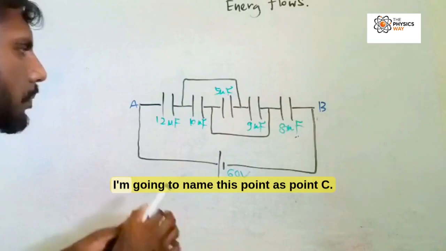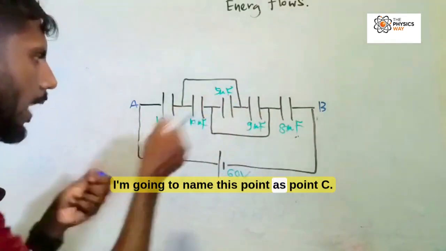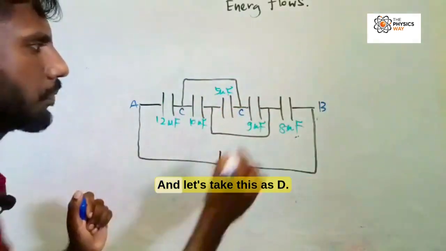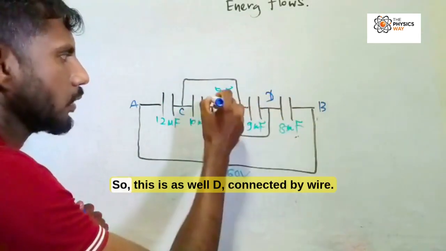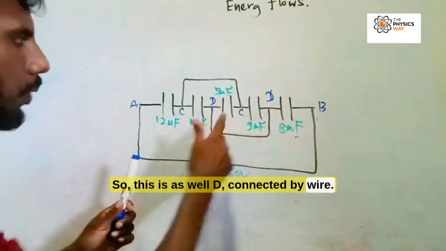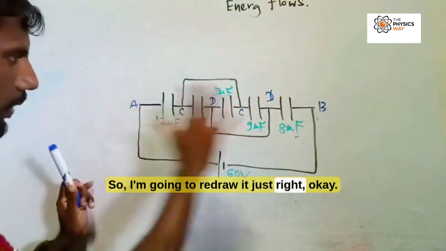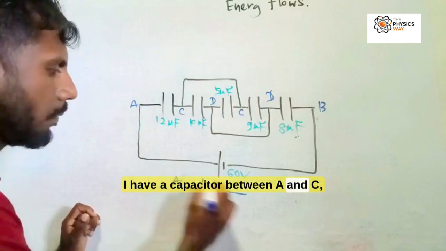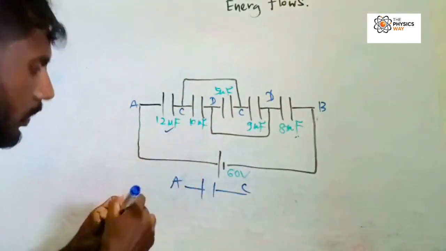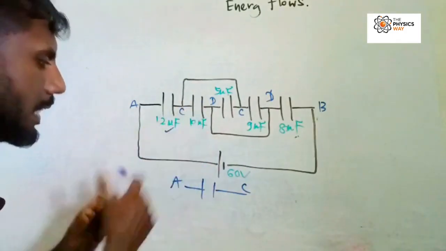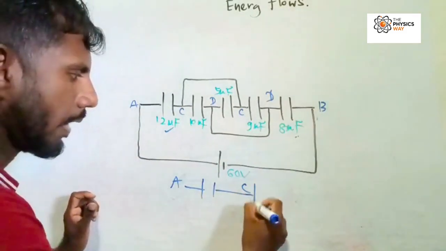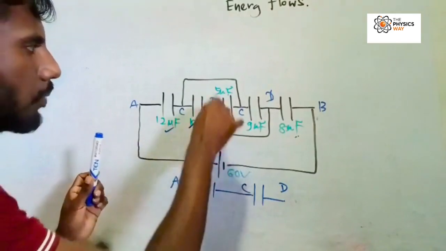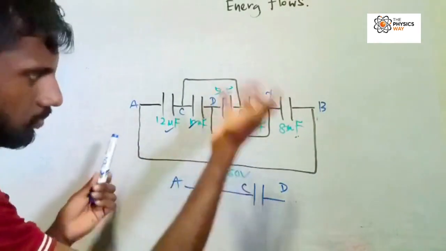Here, students, I'm going to name this point as point C. It's connected by wire, same potential, so here C. And let's take this as D, so this as well D, connected by wire. I'm going to redraw it. Okay, AC capacitor: I have a capacitor between A and C. First capacitor done. Second one, it's CD. Between C and D we have a capacitor, done. And the next capacitor, 5 microfarad, that's also CD, right?